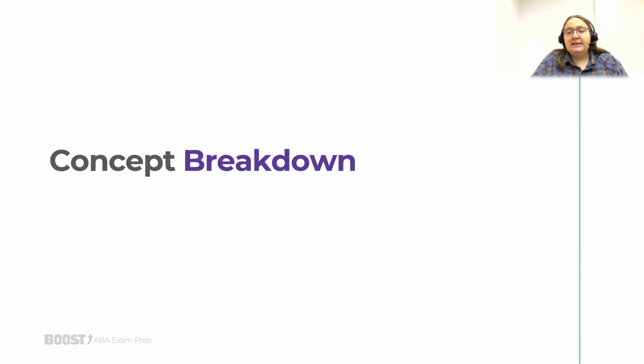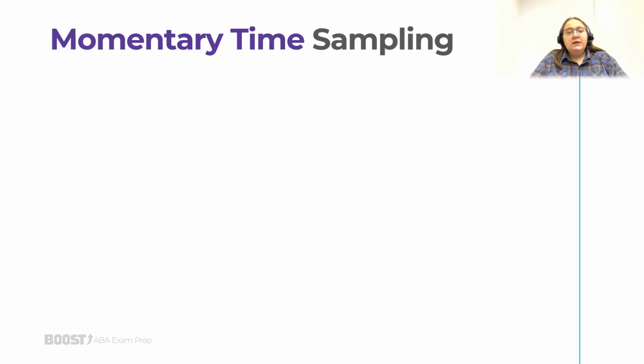So that being said, let's go ahead and break down the concepts themselves. Again, it's going to be pretty clear pretty quickly what the correct answer is once we get to it, because I'm going to talk about the concepts generally and then go forward and calculate depending on the discontinuous measure. So again, this question is asking about momentary time sampling.